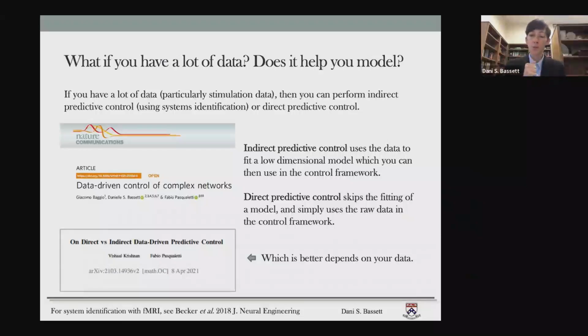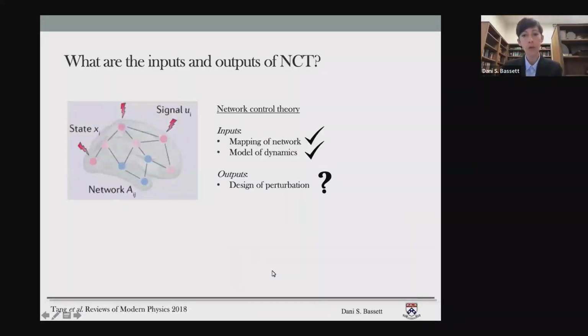And if you're unsure which of these approaches might be better for your particular scenario or your particular scientific question or data set, I recommend this wonderful paper from Vishal Krishnan and Fabio Pasqualetti called On Direct versus Indirect Data-Driven Predictive Control. It really helps you to think through which of those may be most relevant for your problem. So now that we've talked about the map of the network and the model of dynamics, I want to move on to the outputs.